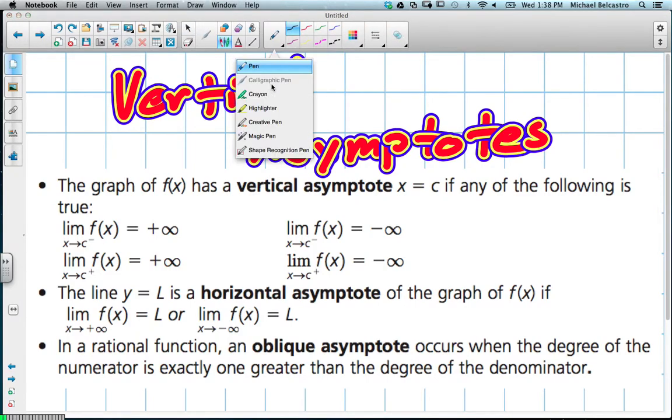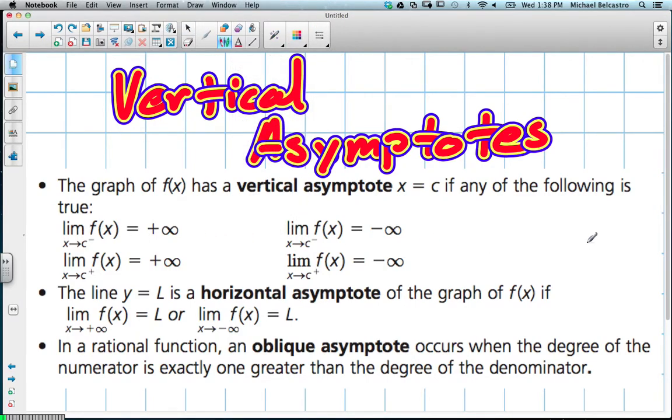Okay, so we're going to go over vertical asymptotes, and we're going to specifically focus on these rules here. The graph of f at x has a vertical asymptote when x is equal to c if any of the following is true. The limit as x approaches c from the left is heading towards positive infinity, or the limit of f at x when x approaches c from the left is negative infinity. So this one is approaching positive infinity, and this here is approaching negative infinity.